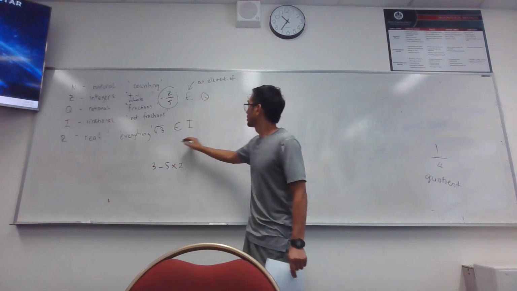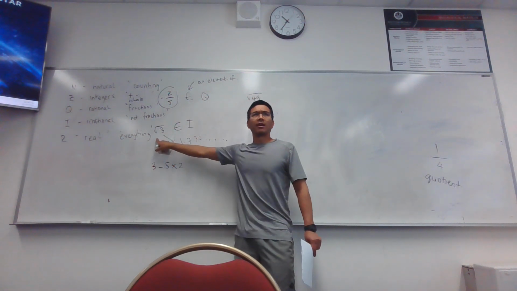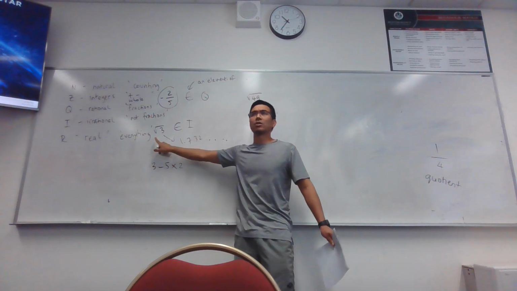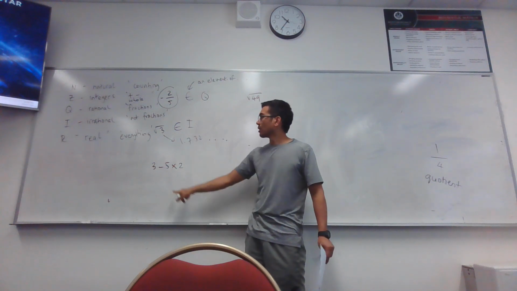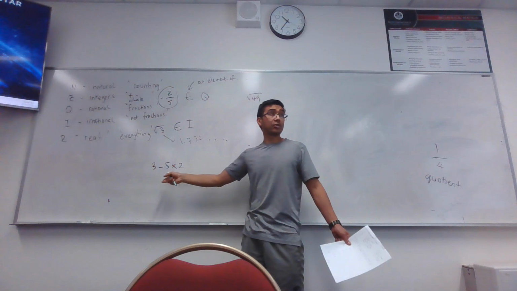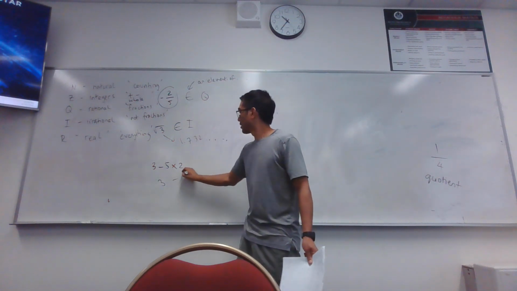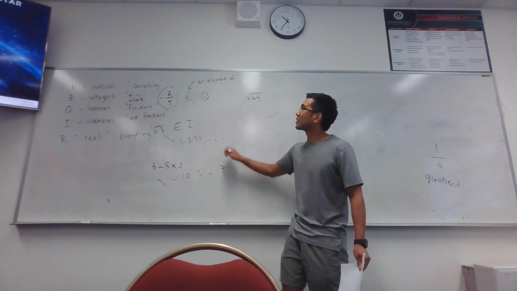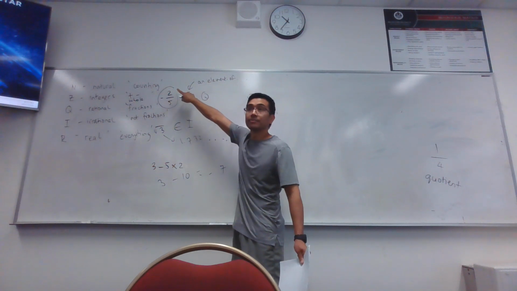I think this is right, root 3. If I'm wrong, I'm wrong. Check it. 3 take away 5 times 2. What's that? Negative 7. Integers. Okay. Is it counting? It's not counting. It's an integer.